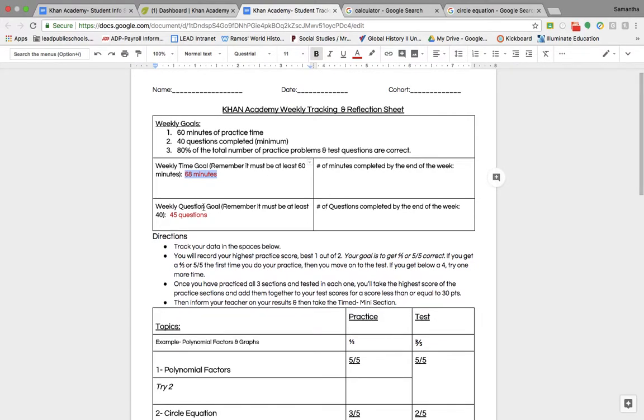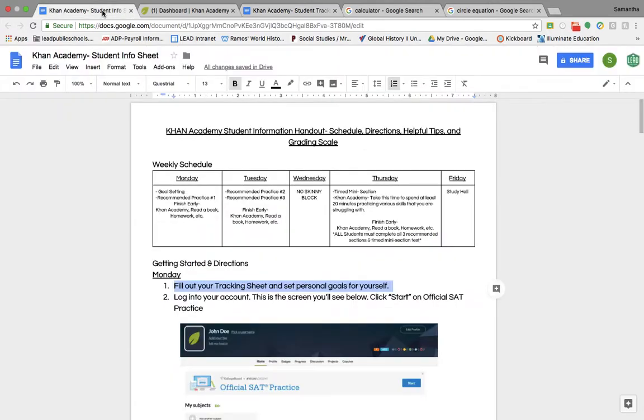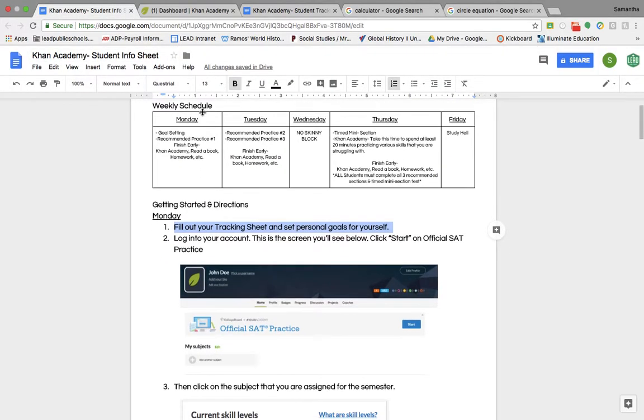The very next thing, it says weekly question goal. I'm actually going to say 45 questions is my weekly question goal, trying to go above. At the end of the week, once I complete everything I need to do, I'm going to go back and see, did I reach my time goal? Or did I reach my question goal?